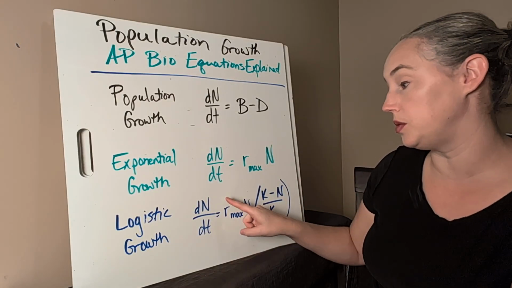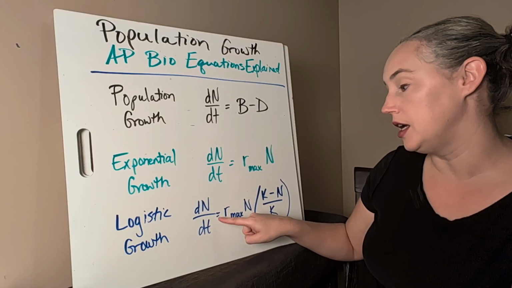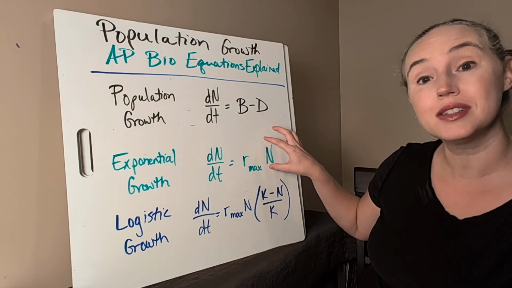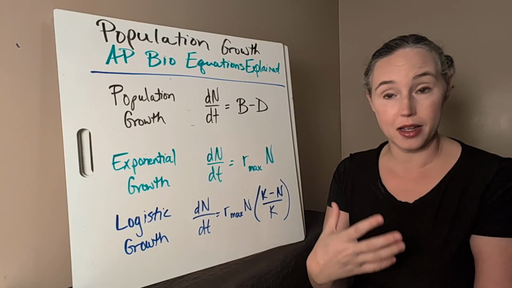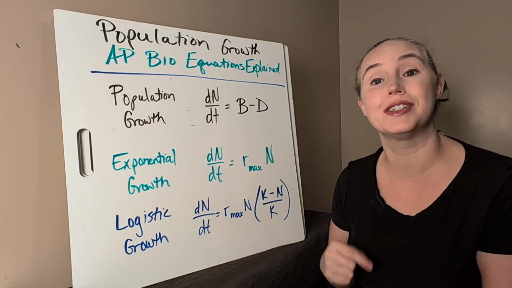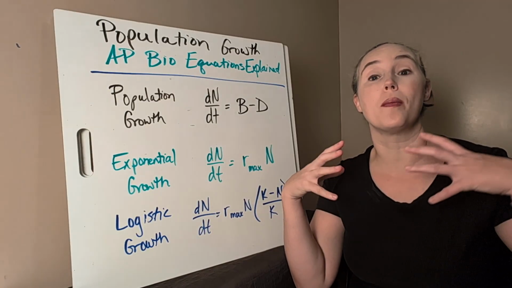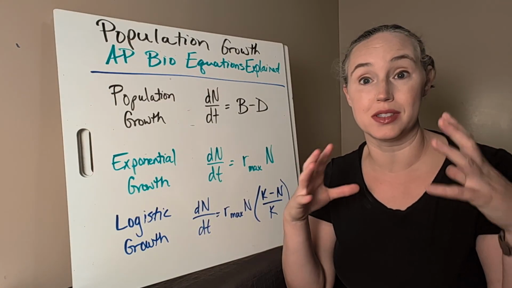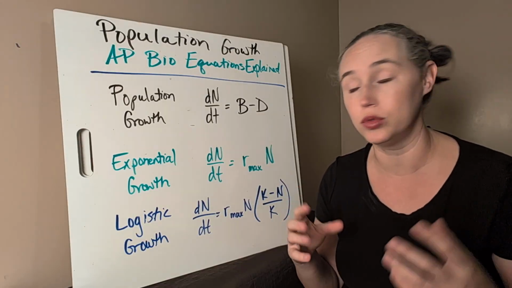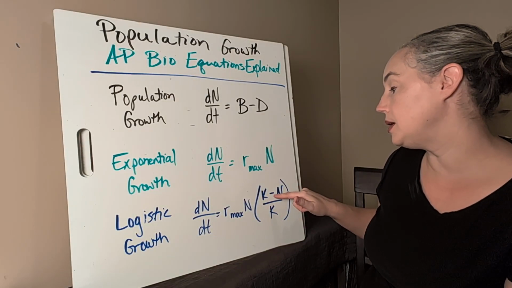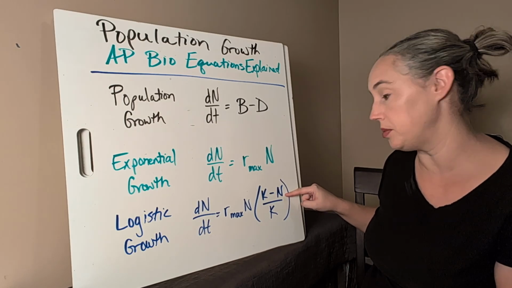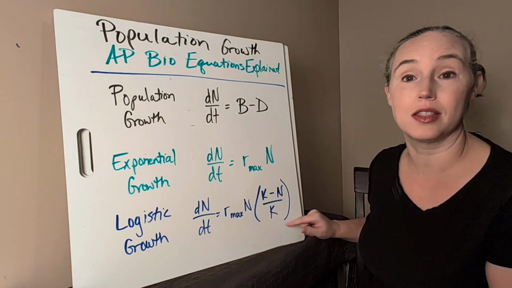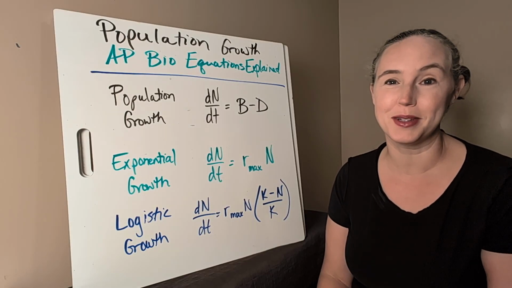So in that case, we would use dN over dt equals, starts the same as exponential, r max times N, times K, which is the carrying capacity, or the maximum number of individuals that environment can hold. So the carrying capacity minus the population, N is the number of individuals in that population, divided by the carrying capacity. Let's work some examples.